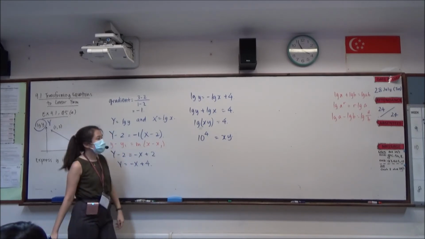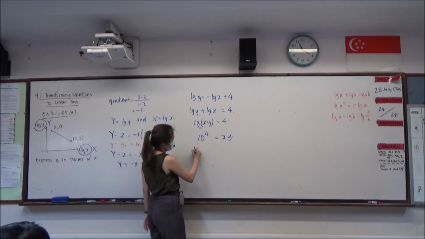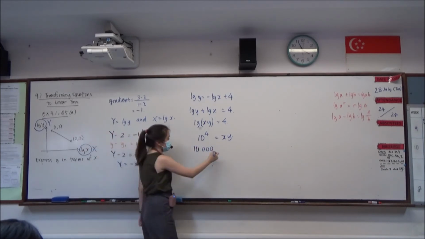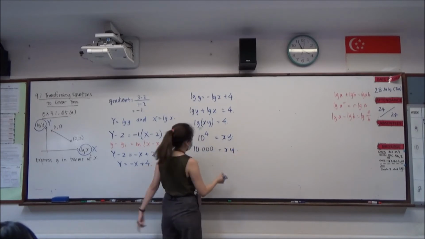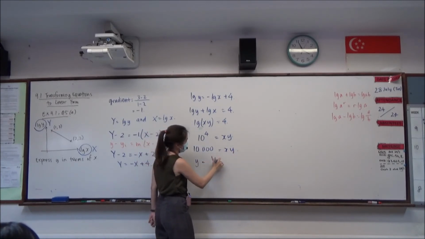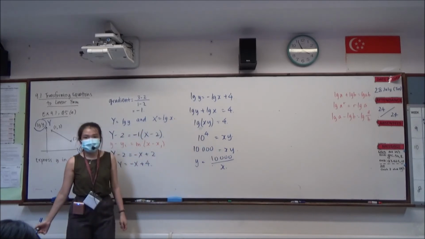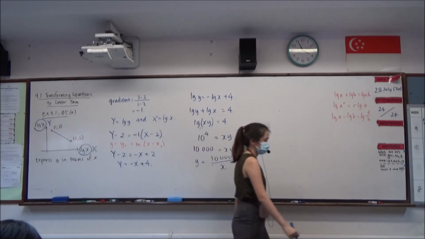Then 10 to the power of 4 is 10,000, equals xy. The question wants y in terms of x, so y is equal to 10,000 divided by x. Okay, and that answers the question.